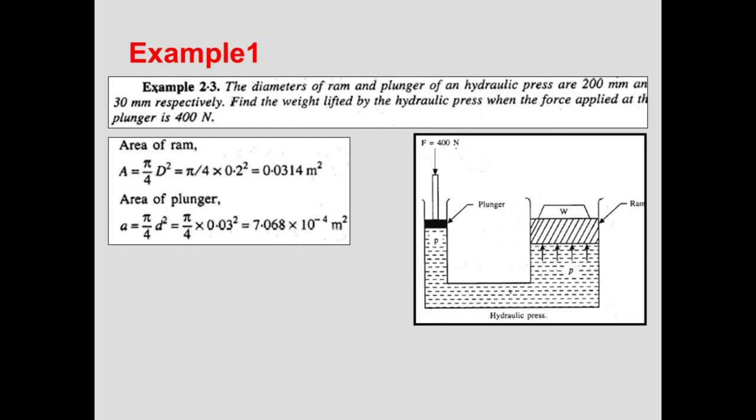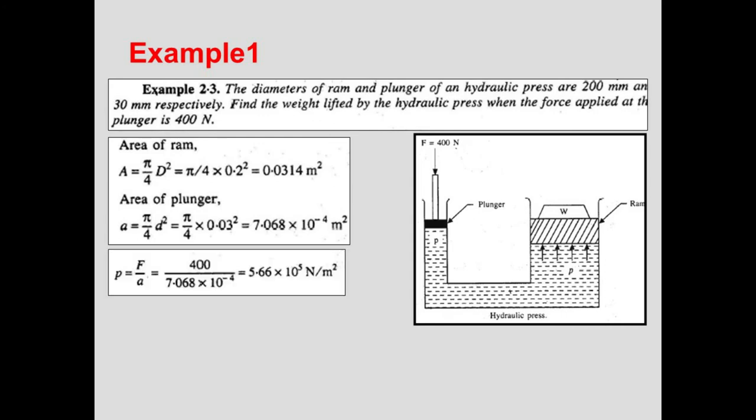So you can calculate the area. Area is equal to pi d square over 4. Just put in all the information, and you get the area of the ram is 0.0314 meter square, and the area of the plunger is 7.068 times 10 power of negative 4 meter square. Next we can get the pressure in the hydraulic press, P equal to F over A. Using the information given, the force at the plunger is 400 Newton, and the area at the plunger you already calculated. Put in all the information, and you get the pressure in the hydraulic press is 5.66 times 10 power of 5 Pascal.